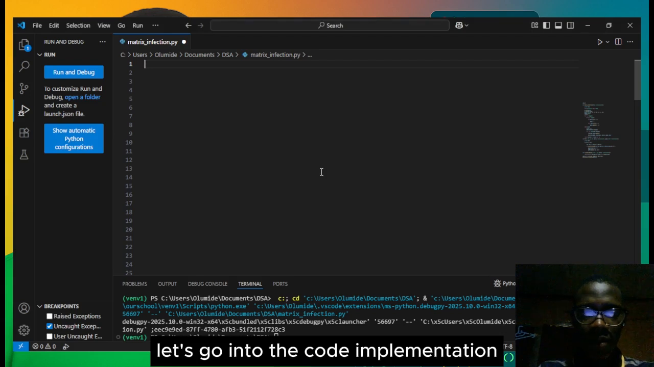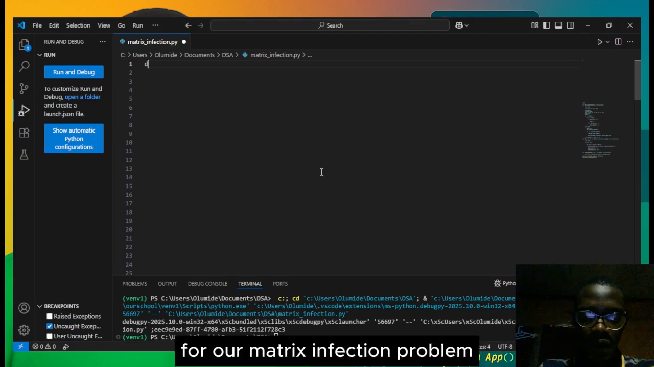Let's go into the code implementation for our matrix infection problem.